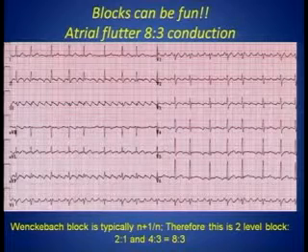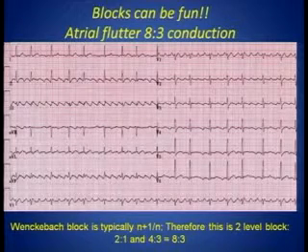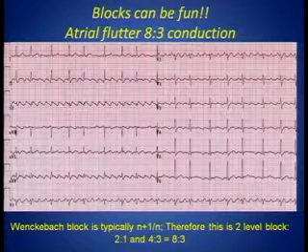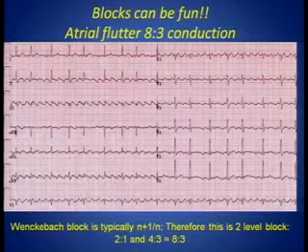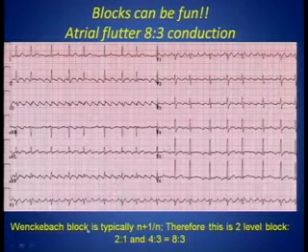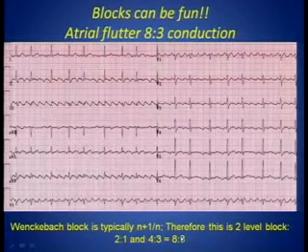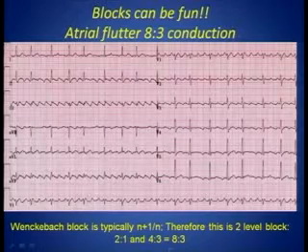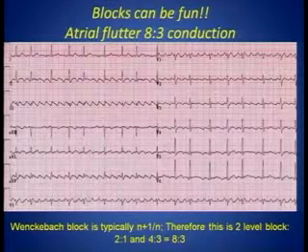So always be thinking for 2-level block, if you see a very complex pattern, it could be 2-level block with Wenckebach at one level and 2 to 1 block at the other level. So if you have Wenckebach plus 2 to 1, you end up with 8 to 3. This is a lot of fun to kind of work those things out.